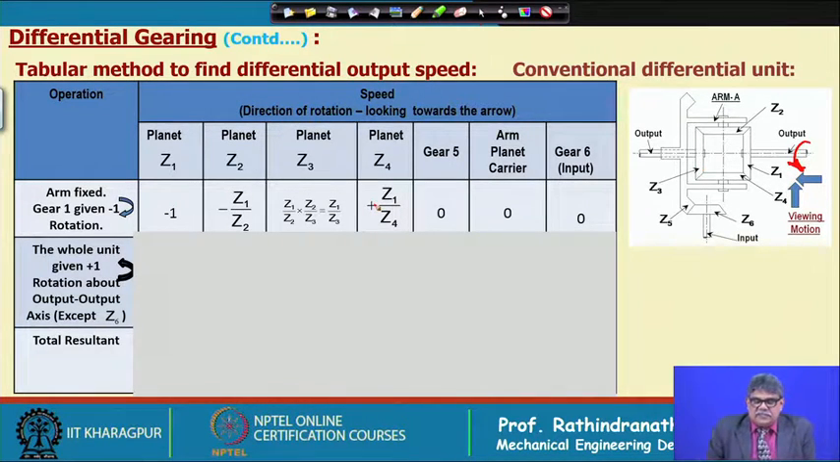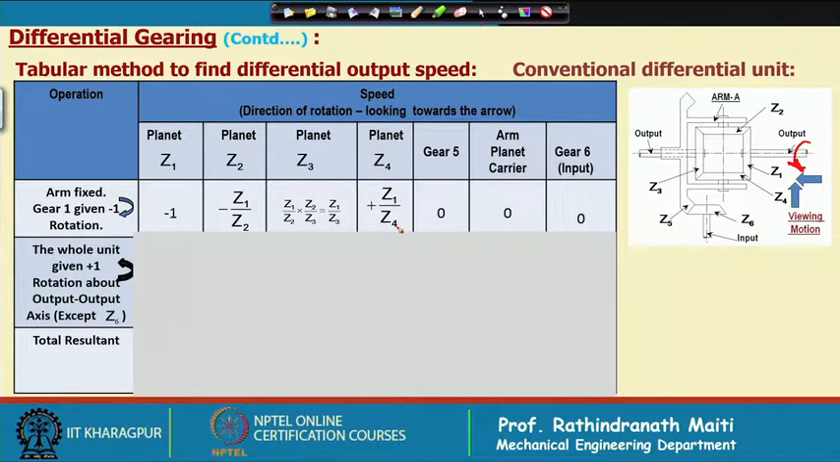So, plus sign has come, and Z4 will rotate again with this ratio. This is looking from this side, but ignore Z2 and Z4, we are not considering them. Our concern is Z1 and Z3. Gear 5 is stopped, so thereby the arm is also having 0 velocity, and gear 6 input is also stopped.